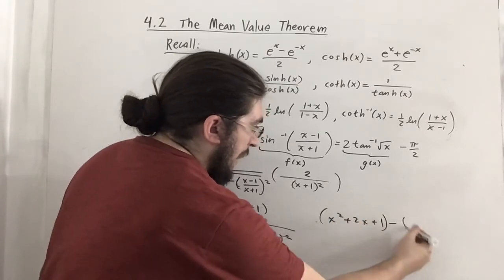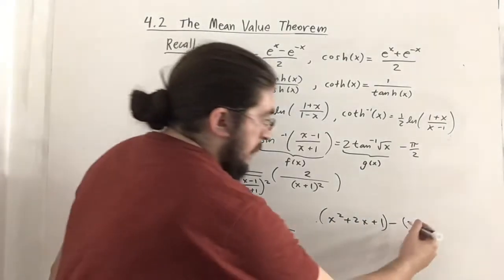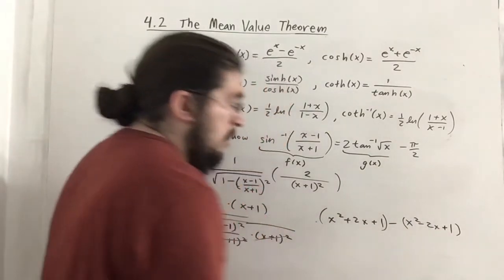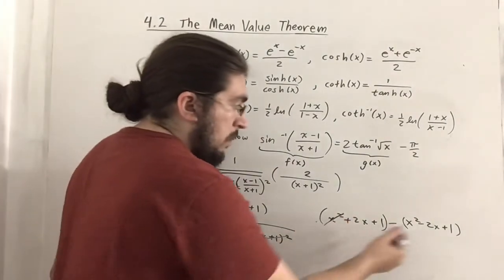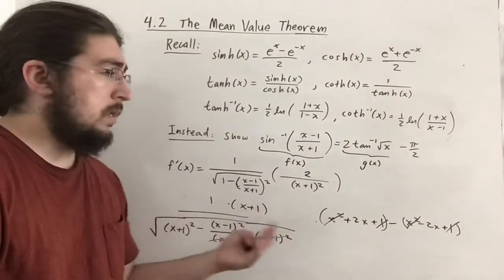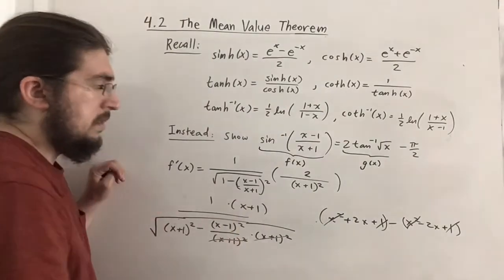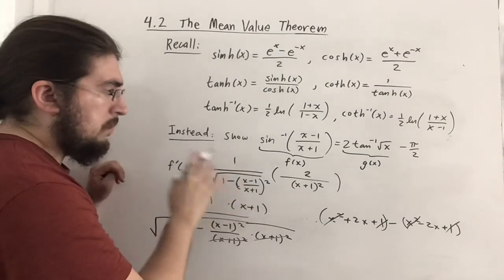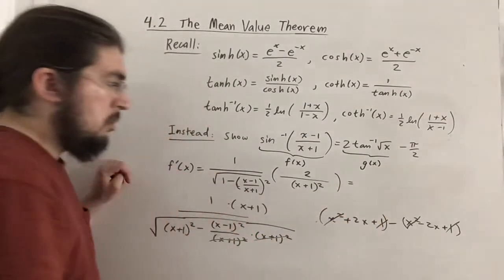Minus, if you expand x minus 1 all squared out, you get x squared minus 2x plus 1. And notice since we're subtracting, the x squares and the 1's cancel out. And 2x minus negative 2x is just 2x plus 2x, which is 4x. Fantastic. So this whole weird radical part actually just, believe it or not, simplifies to the following.